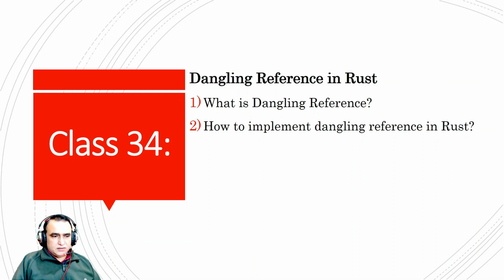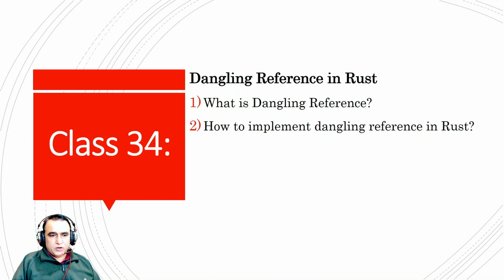In this class number 34, we are going to understand the concept of dangling reference in Rust. The same concept we have in the C programming language also, and we call it a dangling pointer. Here we are calling it a dangling reference. What is a dangling reference and how to implement it in Rust, that we are going to learn. Remember that this dangling reference is an error. We have to understand it and then we can solve it.